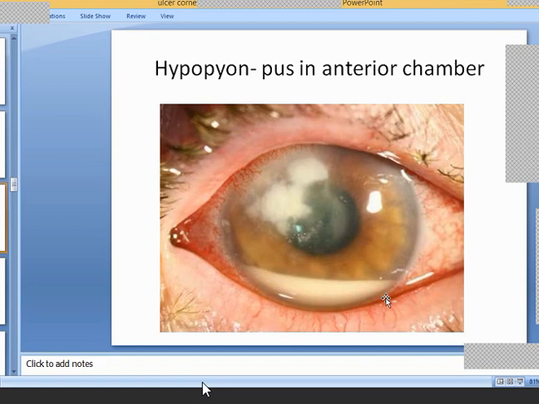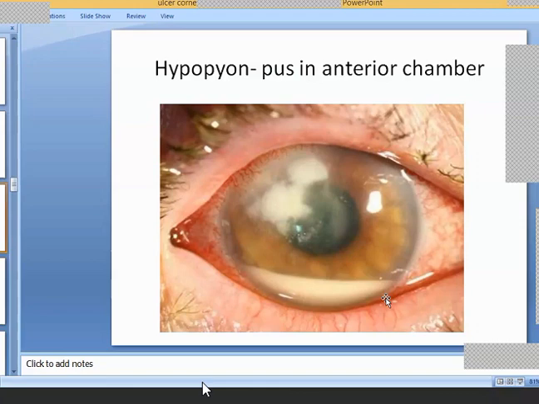Now you understand how to differentiate between bacterial corneal ulcers and fungal corneal ulcers. These two types of cases are very, very common. And the third thing is herpetic keratitis, which we will take up in the next class.